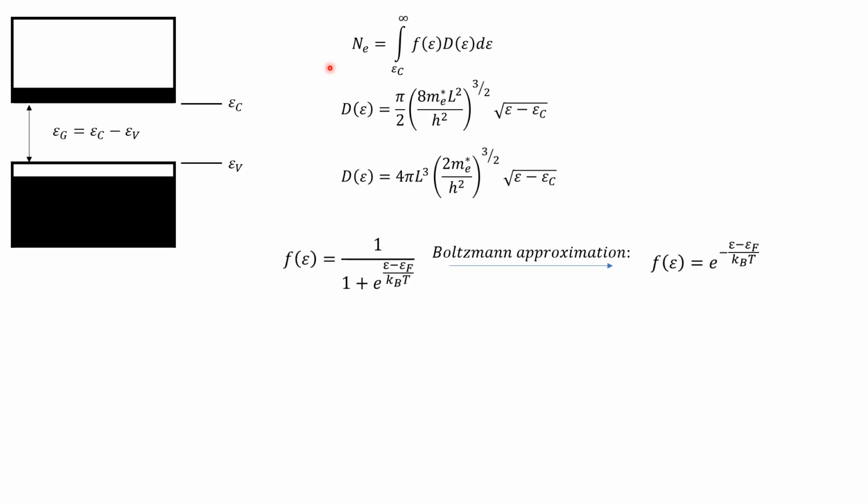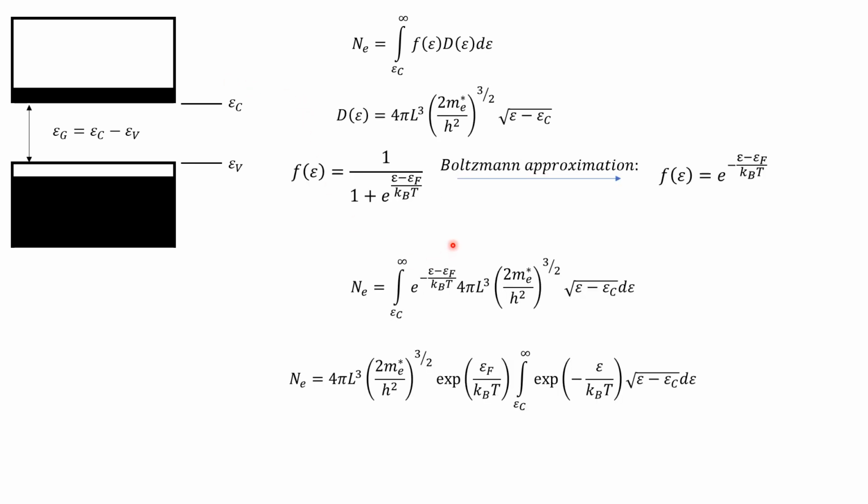Now we have all the ingredients that we needed, and the problem is only a matter of evaluating the integral. So we begin by simplifying a bit the expression for the density of states. So the L squared we extract from the brackets, so it becomes L to the power of 3. The 8 we expressed as 2 times 4 and extract the 4, and we end up with this expression. And we also use the Boltzmann approximation that we discussed in the previous lecture to simplify the Fermi-Dirac distribution.